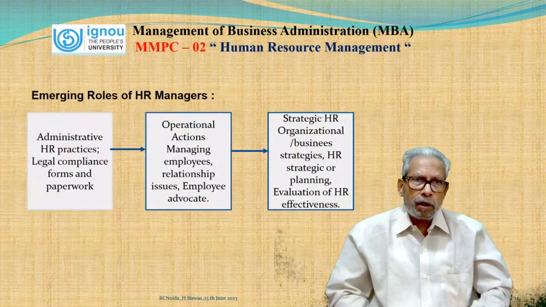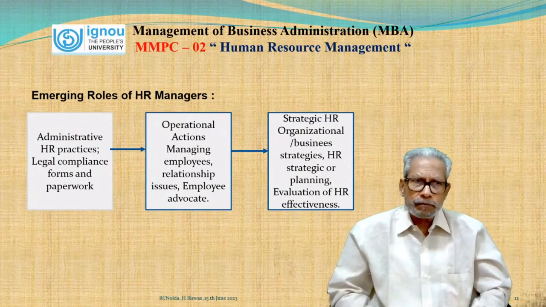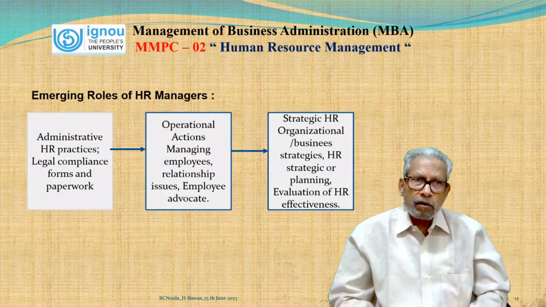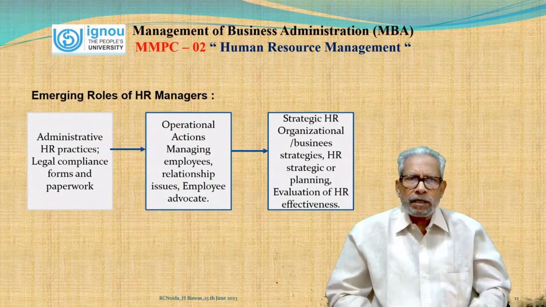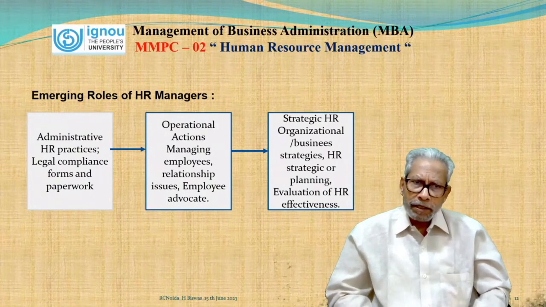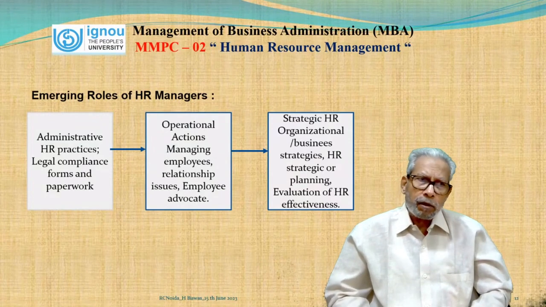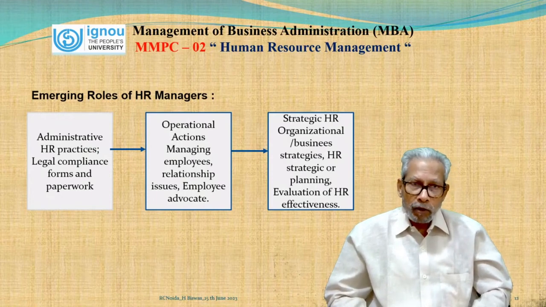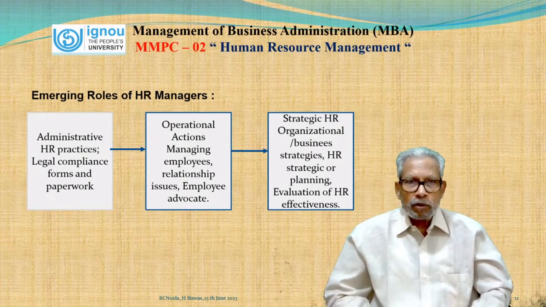Now you see some block diagrams, the flow of how it is connected. Administrative HR practices: once the administrative part is there, definitely there are some legal compliances, different forms, and some paperwork. If this part is properly handled by the administrative side, then it will affect operational action, where employee relations issues and employee advocacy can be smoothly handled and functions can run smoothly.